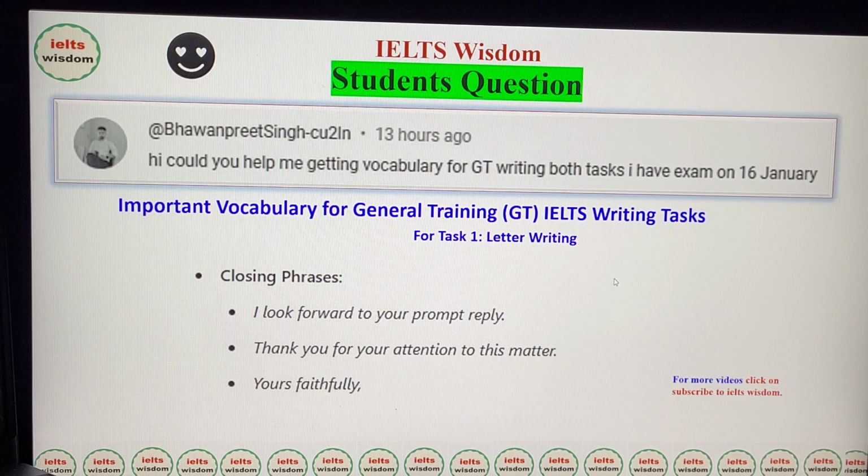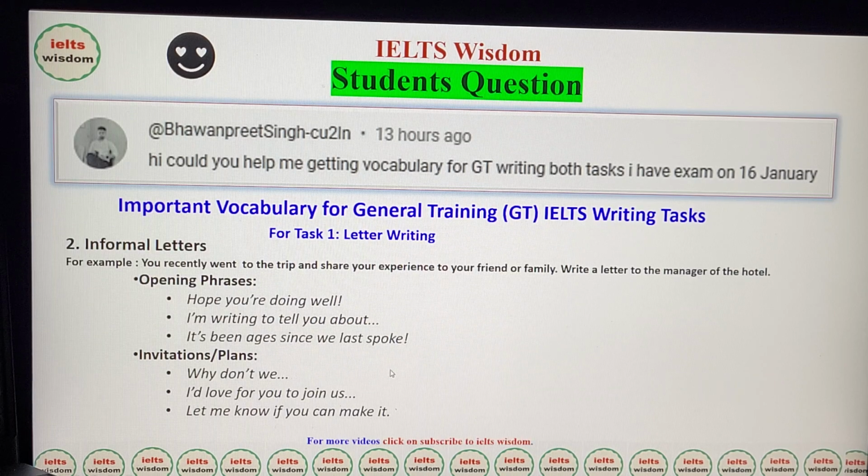Okay, so now moving forward to "Thank you for your attention to this matter." And then at the very last, you can also say "Yours faithfully" or "Respectfully" too. So these things you can add there. In that way you are closing your writing task. All right, so informal letter.